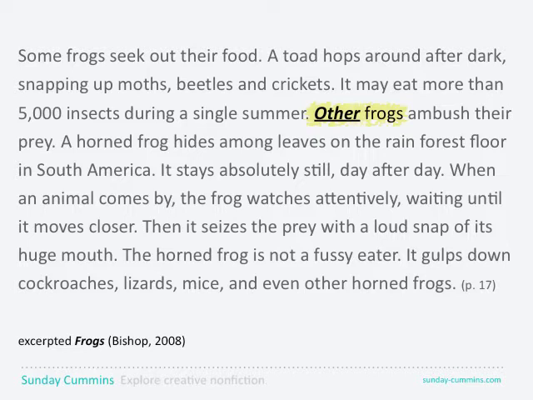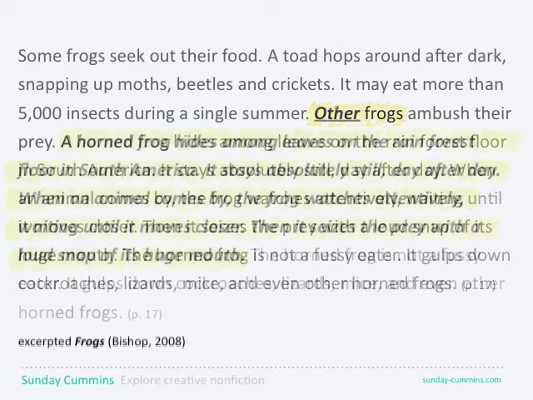The fourth sentence begins with the phrase, other frogs. The word other signals to the reader that a contrast is going to be made. In this case, the author is introducing a different kind of frog that ambushes their prey in contrast to the toad, which hops around seeking out its prey.